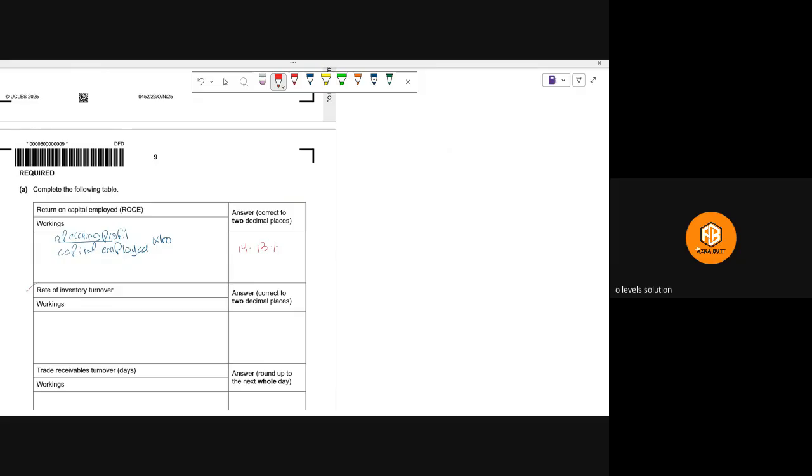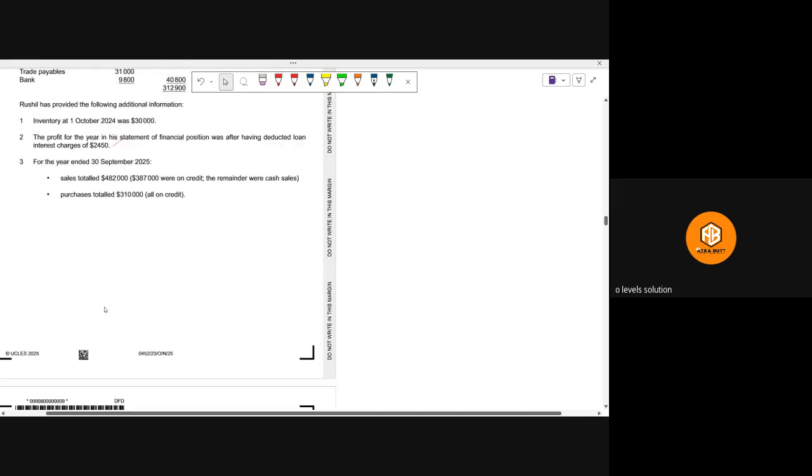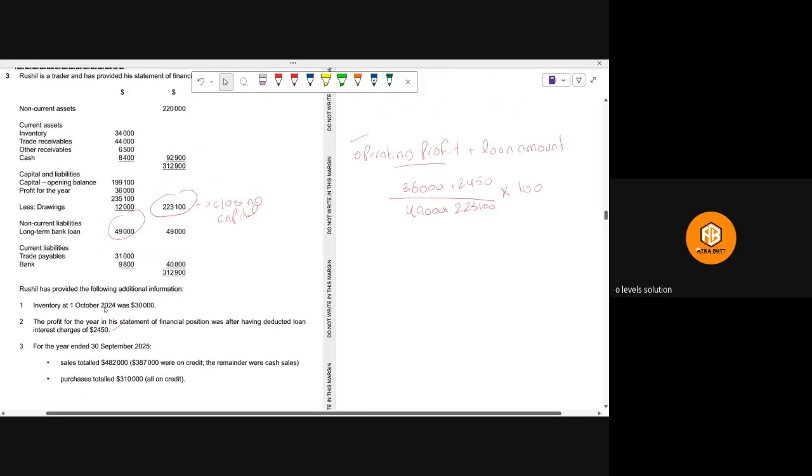Now we need to find out the rate of inventory turnover. It's cost of sales divided by average inventory. Because it's rate of inventory turnover, not in days. If it is in days, we have to multiply it by 365. And how can we find out the average inventory? Opening inventory plus closing inventory divided by 2.